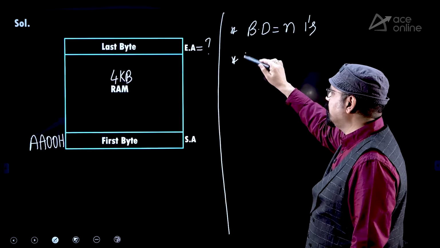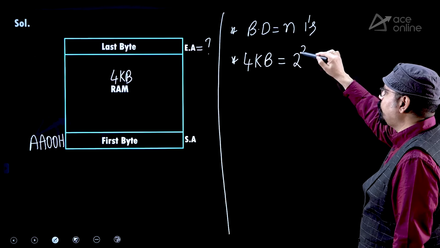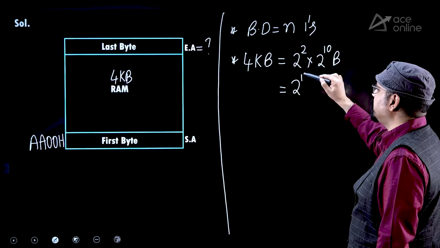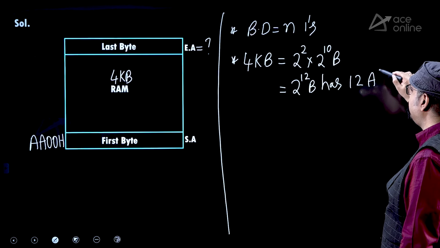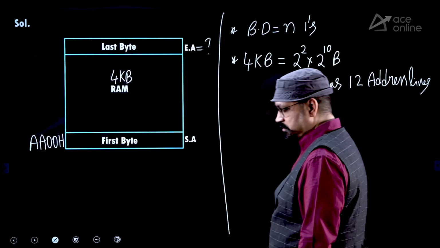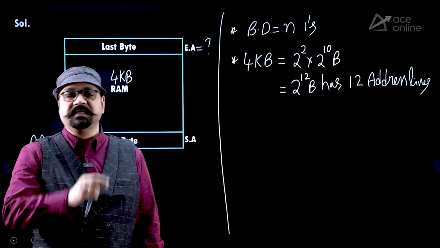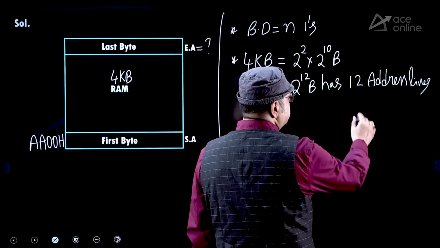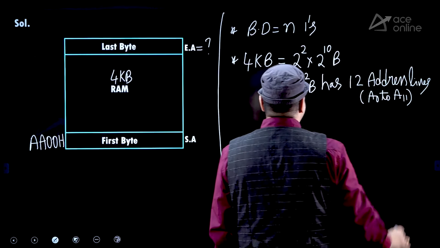given IC. What is the size of the memory given to you? 4 KB, right? 4 KB is 2 power 2 times 2 power 10 bytes, that is 2 power 12 bytes. It has how many address lines? 12 address lines. This is what normally we start with. If a memory IC has n address lines, then the size of the memory is 2 power n bytes. So 4 KB is 2 power 12 bytes. It has 12 address lines. If you want to represent them, A0 to A11 is the representation.